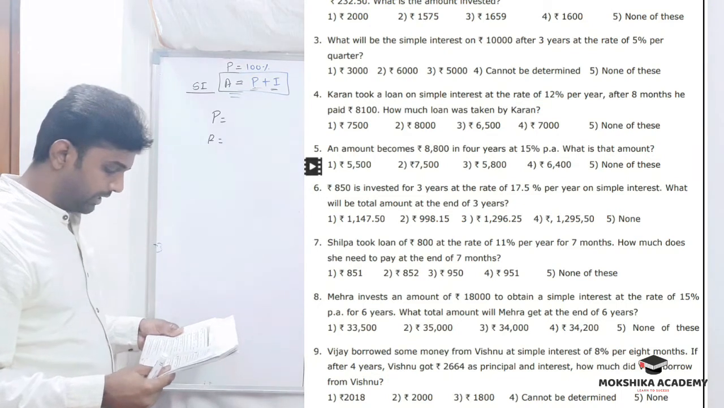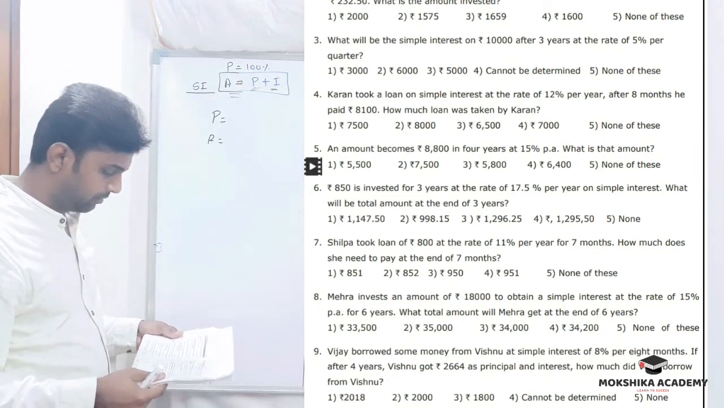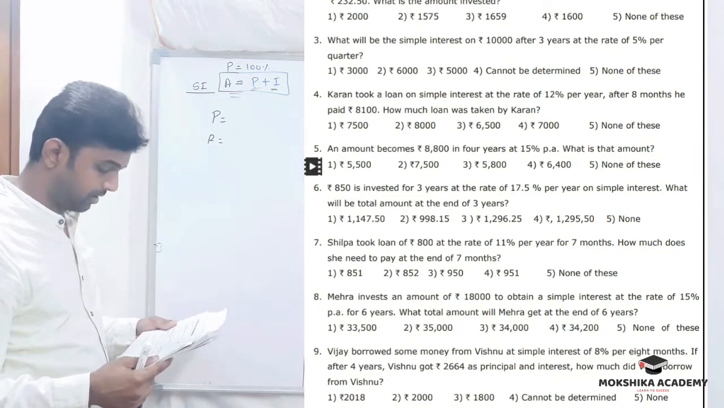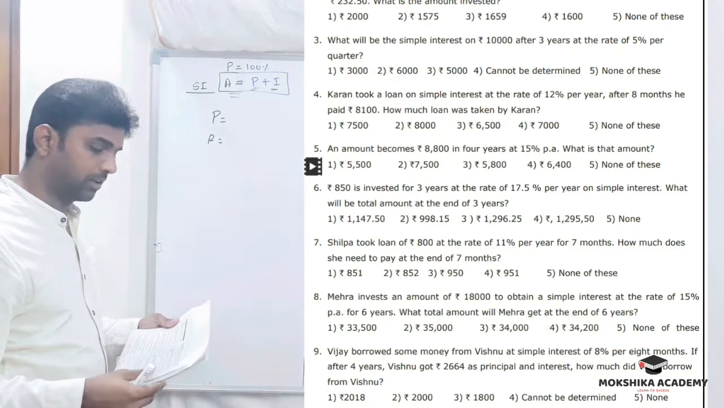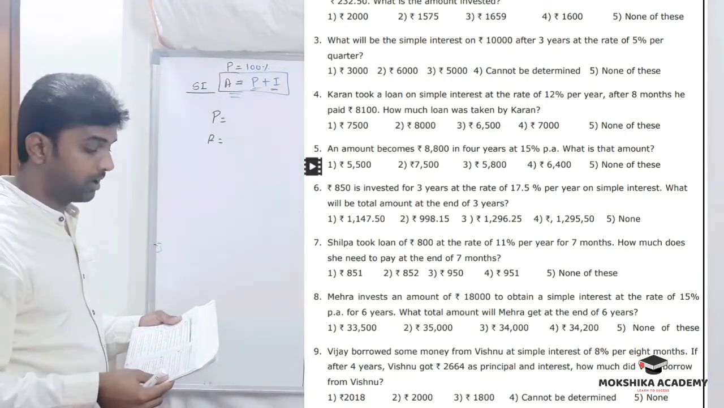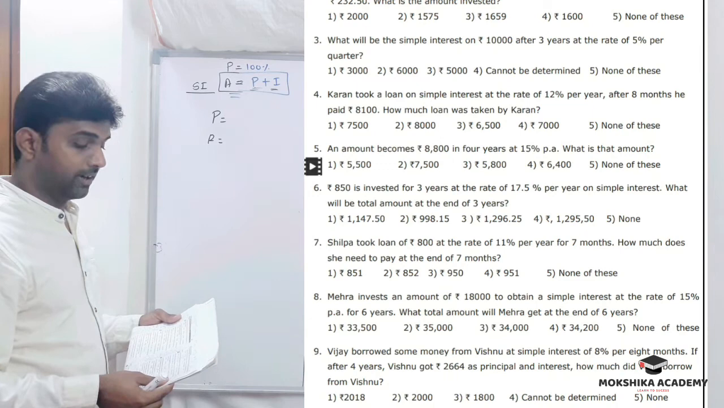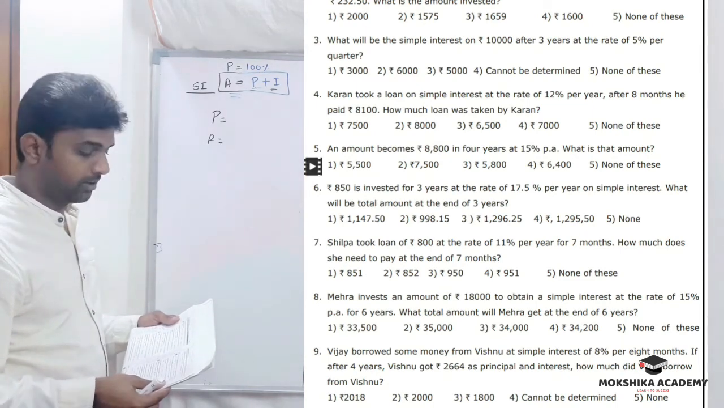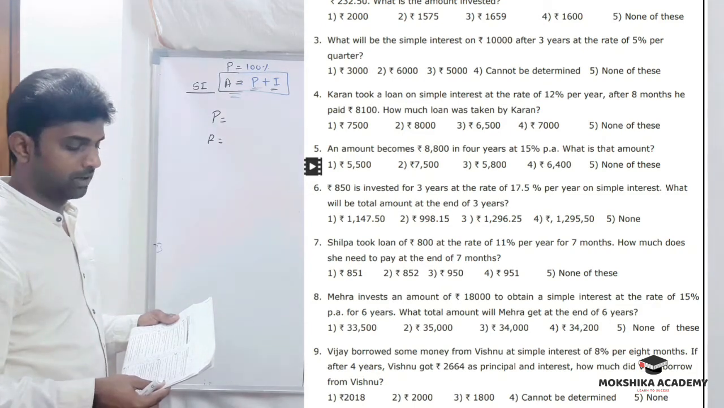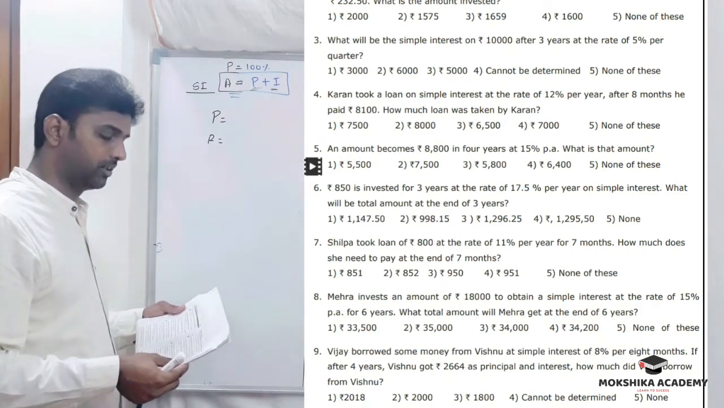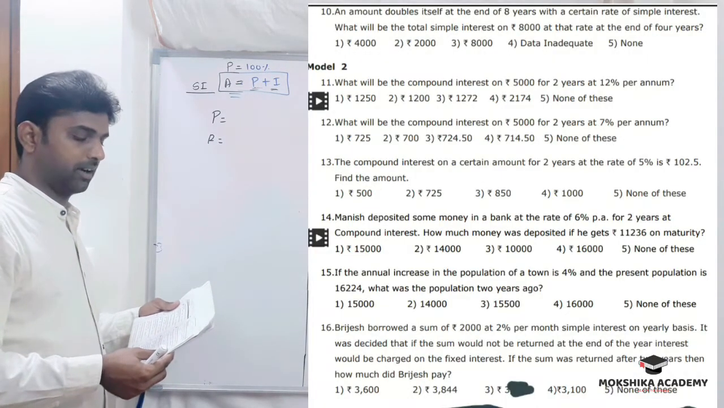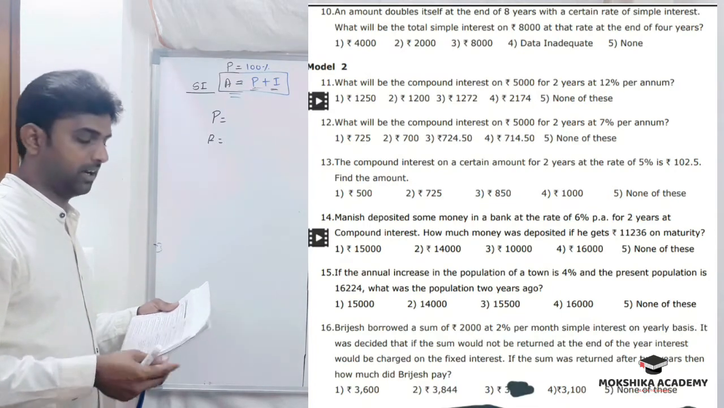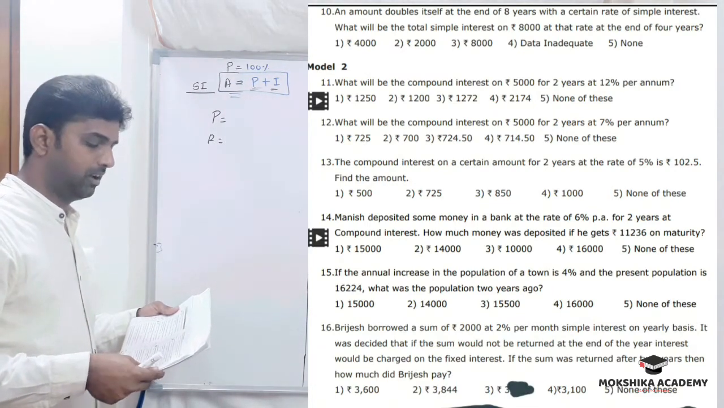Okay, let us see the next question here. You can solve that question. Let us see the 10th one here. An amount doubles itself at the end of 8 years with a certain rate of simple interest. What will be the simple interest on rupees 8,000 at that rate at the end of 4 years?